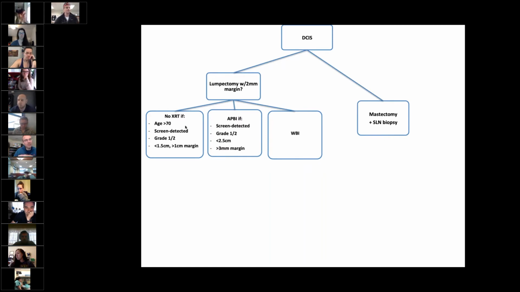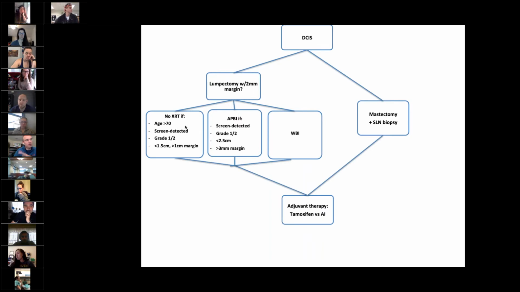If you're going to do a mastectomy, do a sentinel node. All these women should be thinking about adjuvant therapy. If they're ER positive, they get tamoxifen if they're premenopausal, AI if they're postmenopausal. If they're ER negative, there is no adjuvant therapy, okay? Questions about any of that? That's sort of an in-depth look at DCIS. So if you know all that stuff, you know everything you need to know about DCIS. Any questions at all?